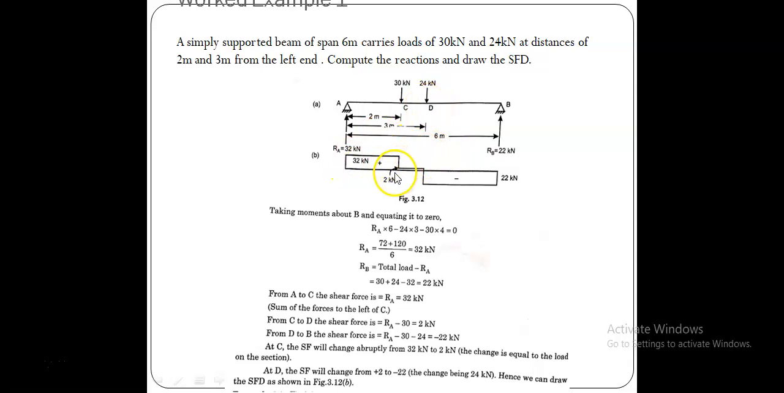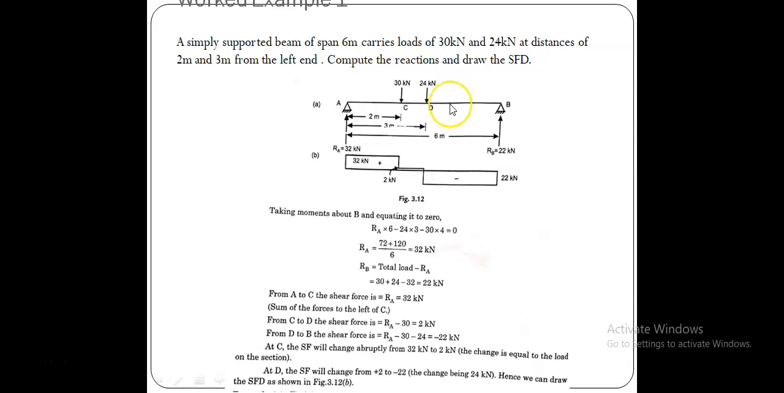Now let us try to draw the SFD for this case. First we must find the reactive forces at A and B: let the reactive force at A be RA, and the reactive force at support B be RB. We must find this RA and RB. For that we must use the equilibrium equation, sigma M equal to 0. What is meant by sigma M equal to 0? We find the sum of moments at any point, and the sum of moments at any point should be equal to 0.